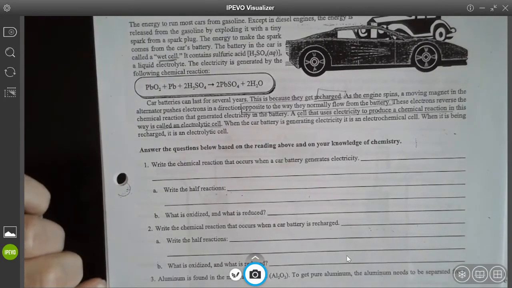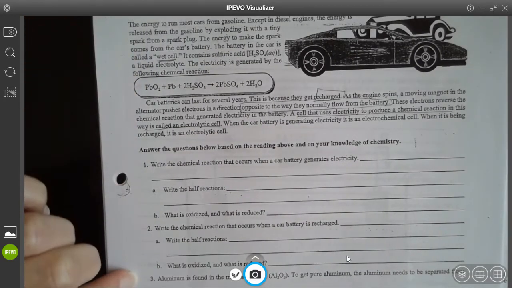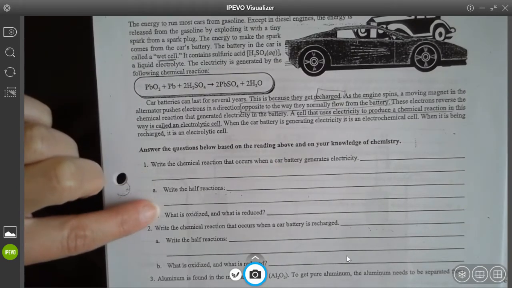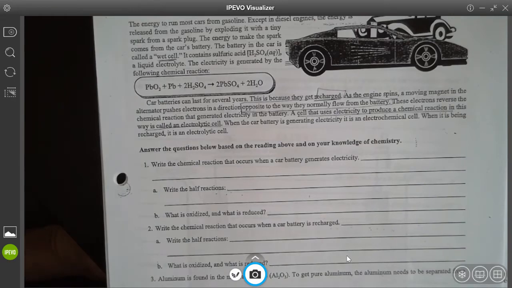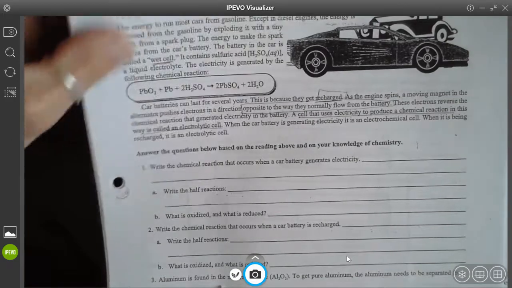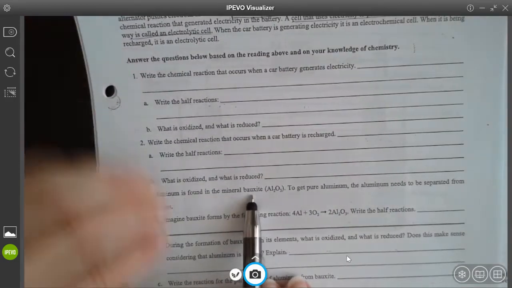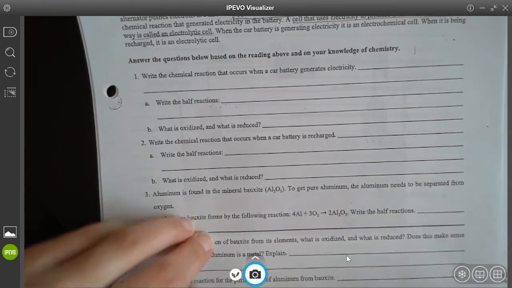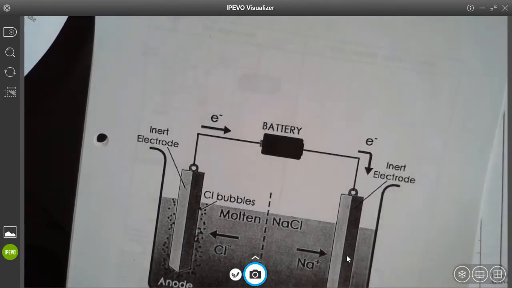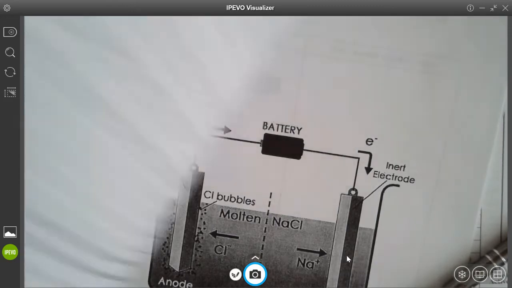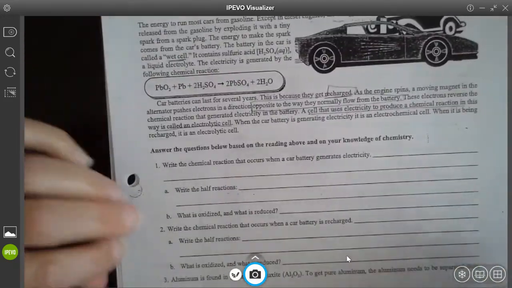So you're going to go through and do the same thing as we've been doing. Write the chemical reaction. Figure out your half reactions. What's oxidized? What's reduced? I'd like you to go through and answer these questions. The first part's about the car battery. The second question is about the mineral bauxite. And here's your reaction. And then the next questions just continue about an electrolytic cell and some more reactions for you to look at.